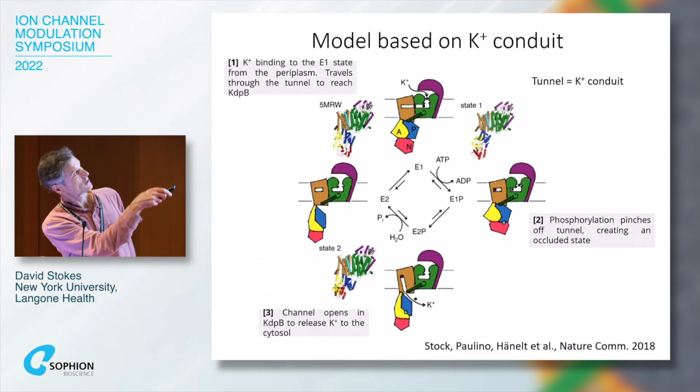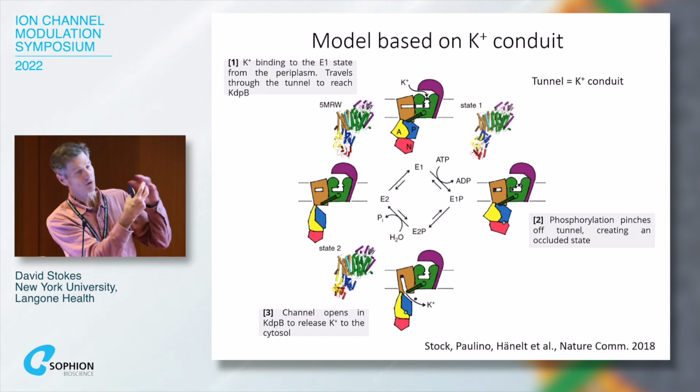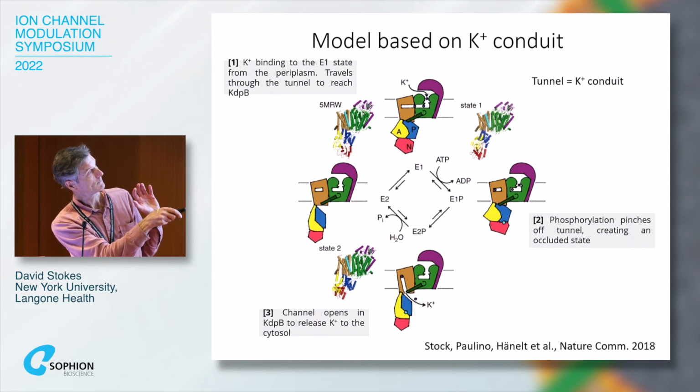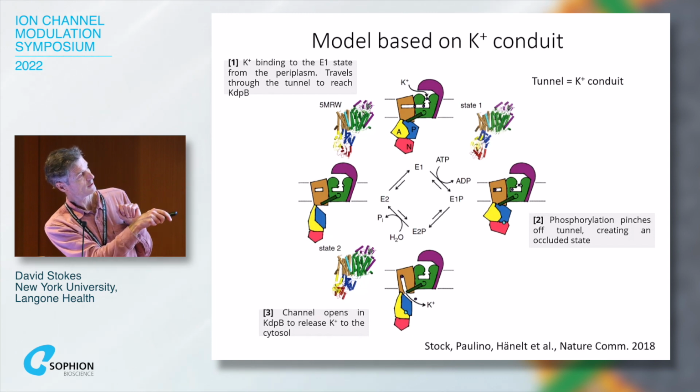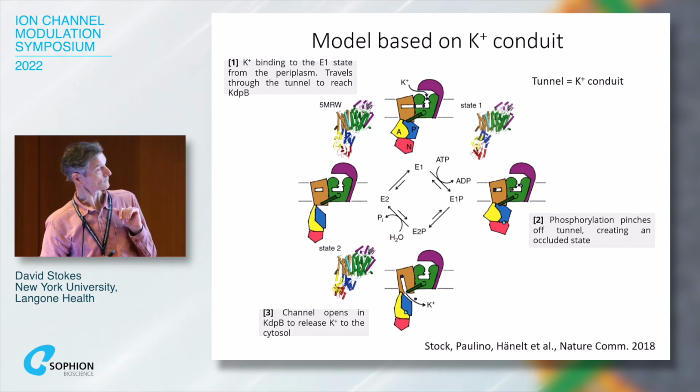And so this is just that new model. Potassium comes in, it goes through the selectivity filter, it moves through the tunnel. The tunnel makes this covalent bond with that catalytic aspartate, and that then makes an occluded conformation, and then it undergoes the conformational change to the main E2 state, which opens up the release channel, and the potassium is then expelled from the pump subunit KdpB, and then it resets.